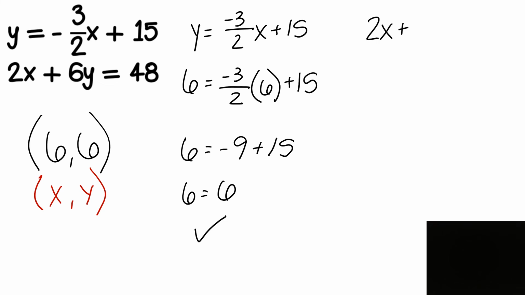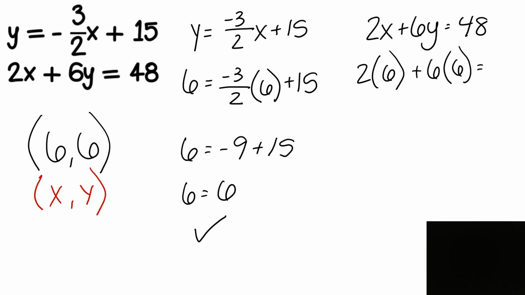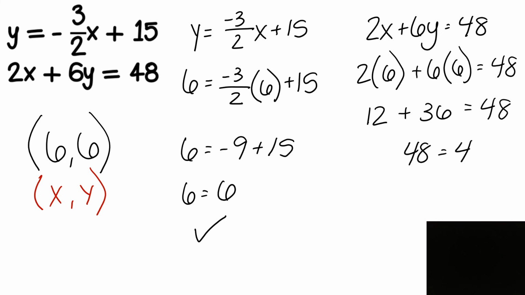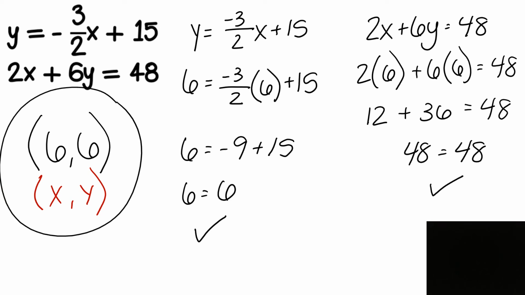For the second equation, 2x plus 6y equals 48. We again plug in our x value 6, and we plug in the y value 6. We multiply our parentheses. 2 times 6 is 12. 6 times 6 gives 36. And then we add our values together. 12 plus 36 would give us an answer of 48. Again, both sides match, so that is our correct solution. We are going to follow the maze diagonally to the left.